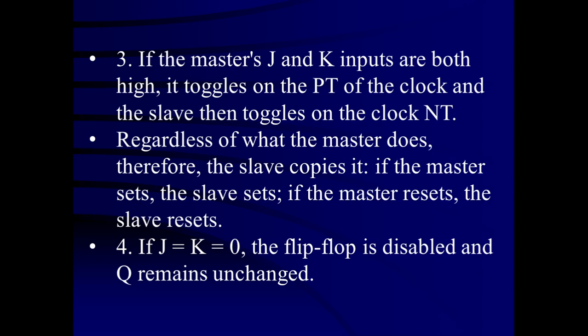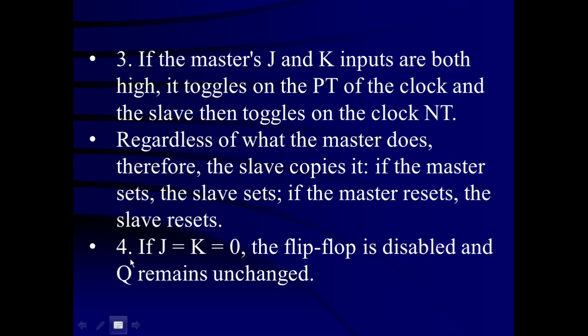That means regardless of what the master does, the slave copies its action. If the master sets, the slave sets. If the master resets, the slave is also going to reset. If J = K = 0, it is a no change condition. The flip flop is disabled and Q remains unchanged.